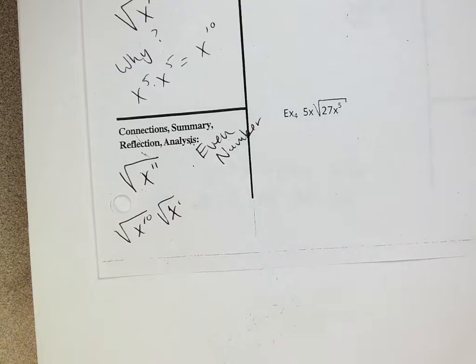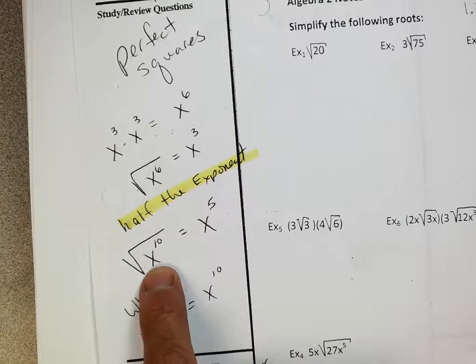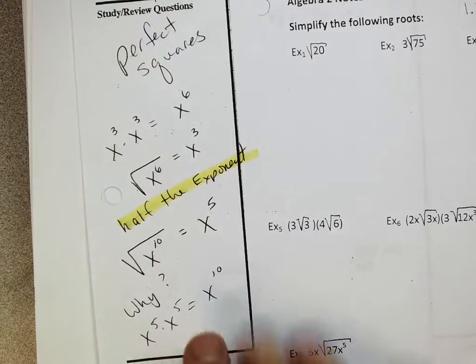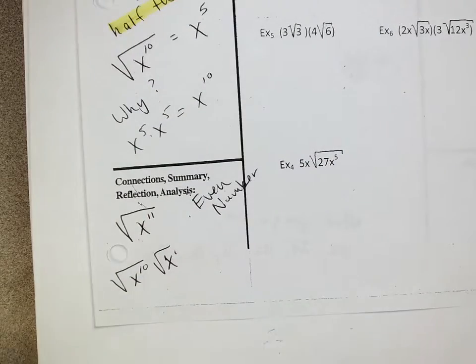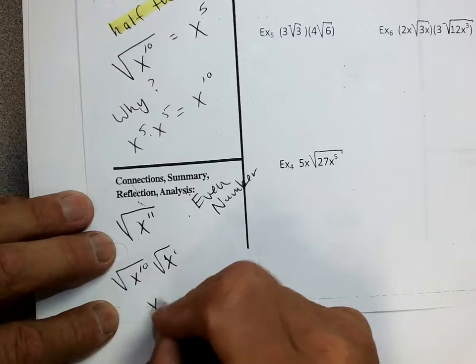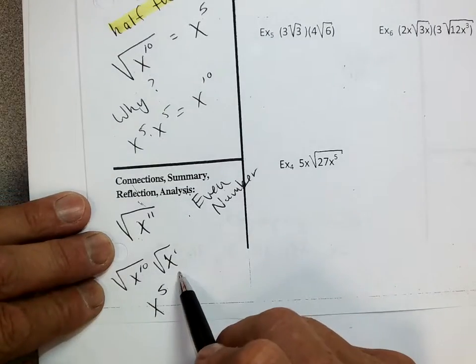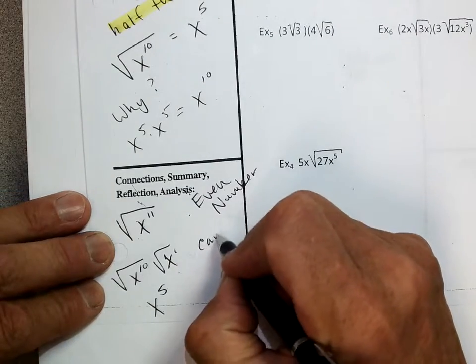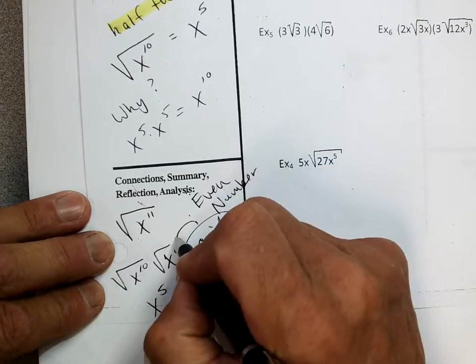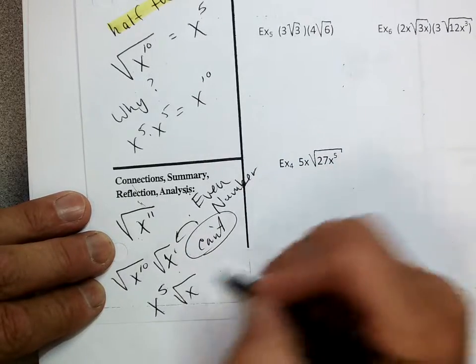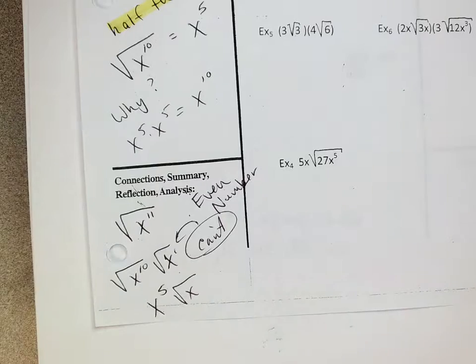And now we can do it. We can do x to the 10th. We just did that up above, right? The square root of x to the 10th was x to the 5th. We took half of that. So if it's an even number, you can take half of it. So then we'll get x to the 5th. But now we can't do that one, so it just stays the square root of x, because you're not going to take half of 1, okay? How's that? And we're going to see that in today's notes.